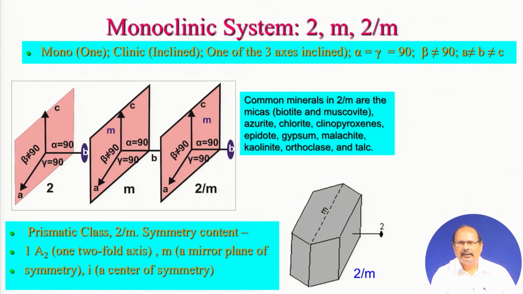What does it mean? It means that among alpha, beta and gamma, alpha and gamma are equal and they are equal to 90 degrees, whereas beta is not equal to 90 degrees, and A is not equal to B, is not equal to C. Now, let us try to understand with respect to these 3 sketches here.